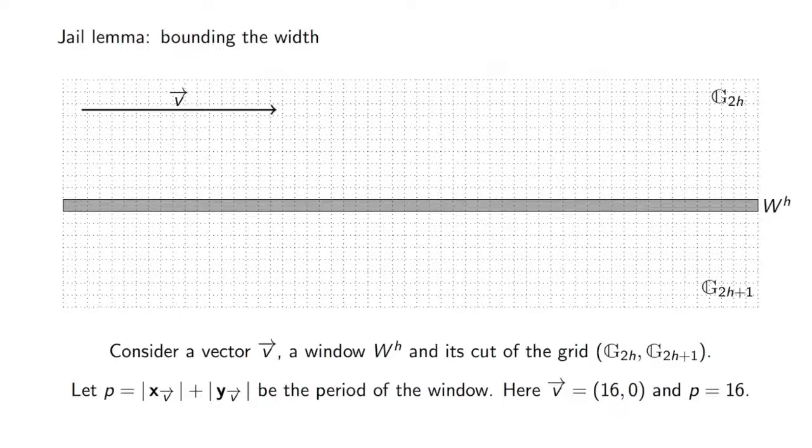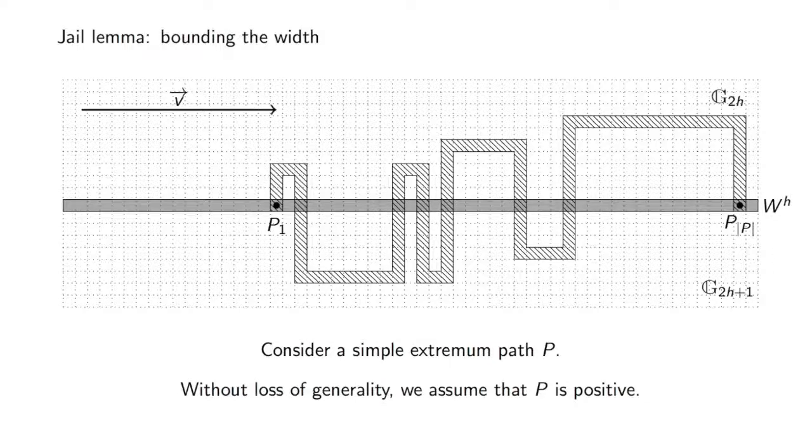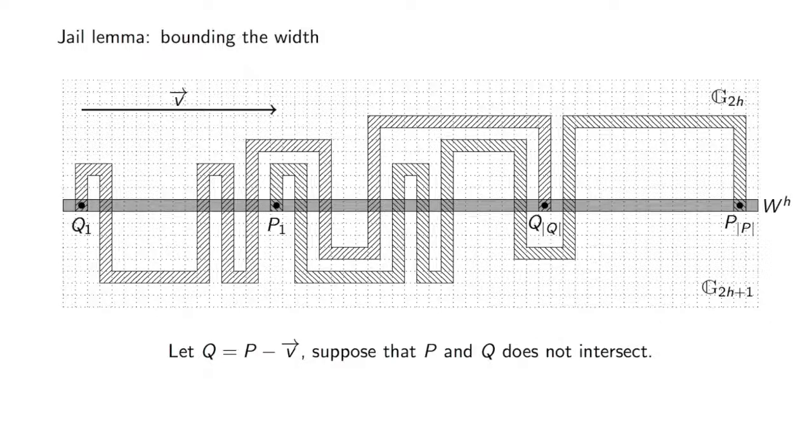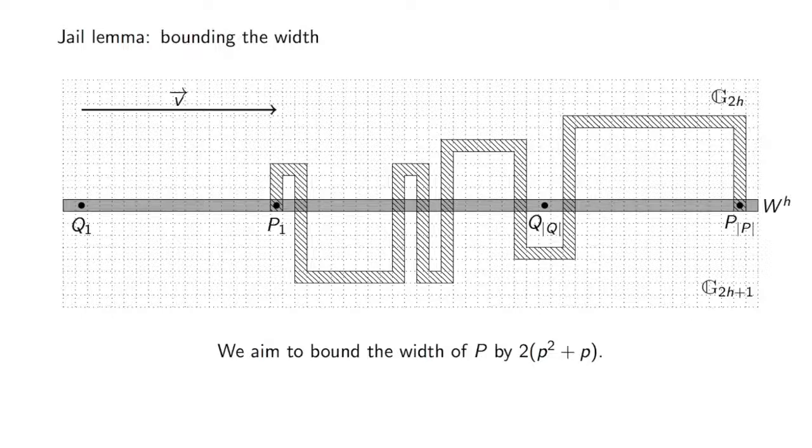In this example the window is in gray, the coordinates of the vector v are 16, 0 and p is 16. Now, consider a simple extremum path P. This path is hatched. Without loss of generality, we assume that this path is positive. Consider the translation of the path P by the vector v. This new path is called Q. Note that the paths P and Q do not intersect. Our aim is to bound the width of the path P by 2p² + p.